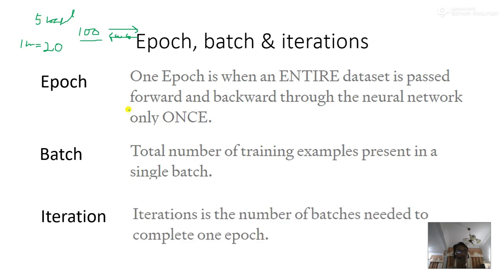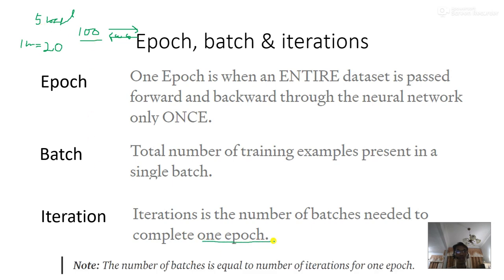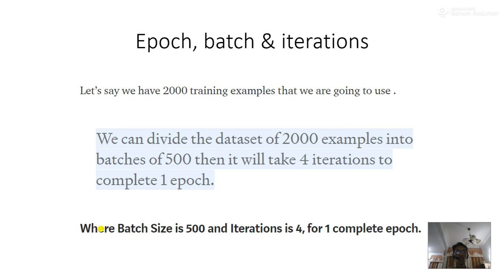And iteration is the number of batches needed to complete one epoch. In this case, you have 5 batches, and each batch is 20, so you have to do 5 iterations in order to complete one epoch. This is straightforward. The number of batches is equal to the number of iterations in one epoch. So you have 100 samples, one batch is 20, that means you have 5 batches, and 5 batches mean 5 iterations.